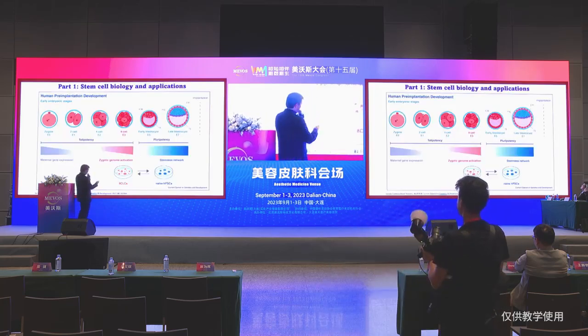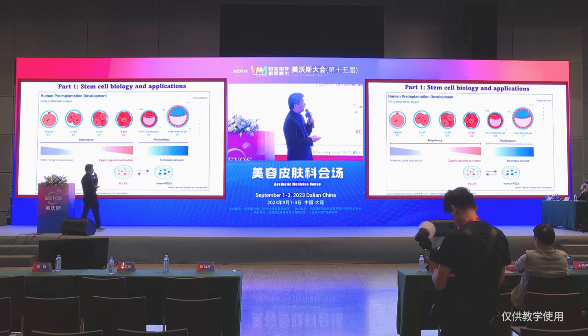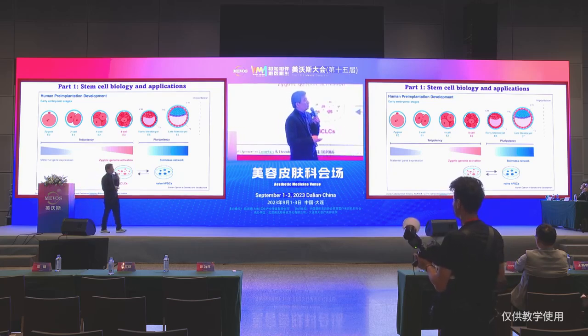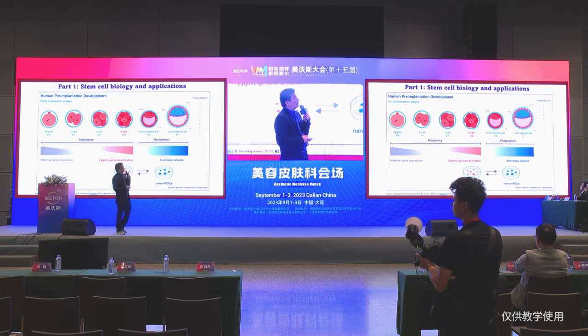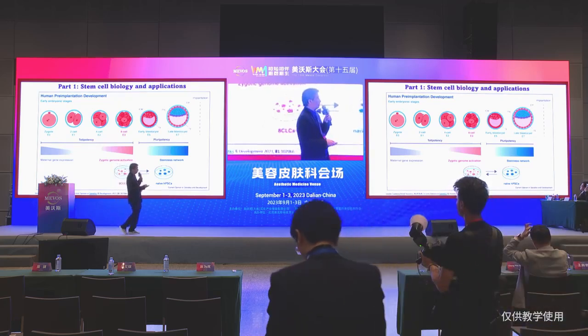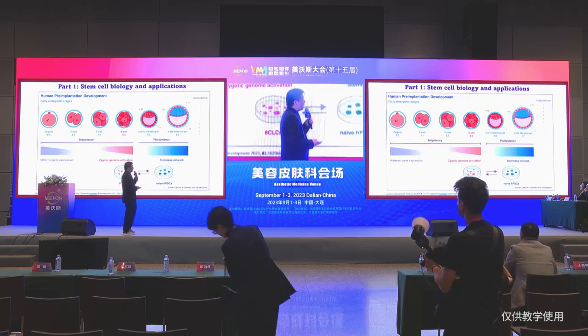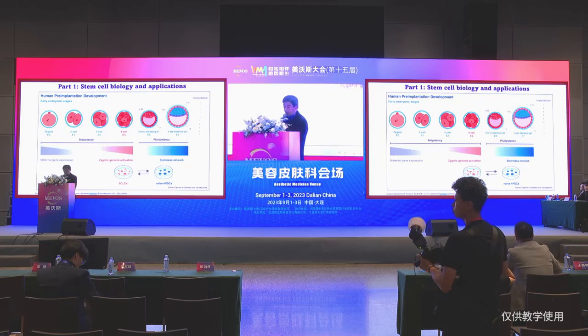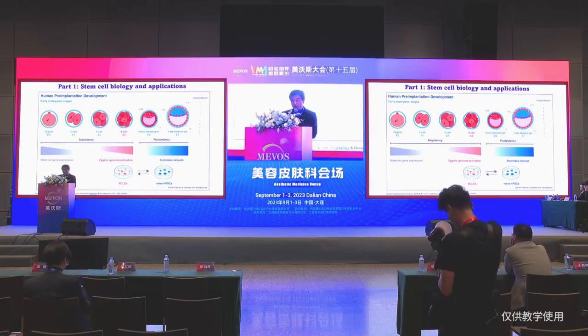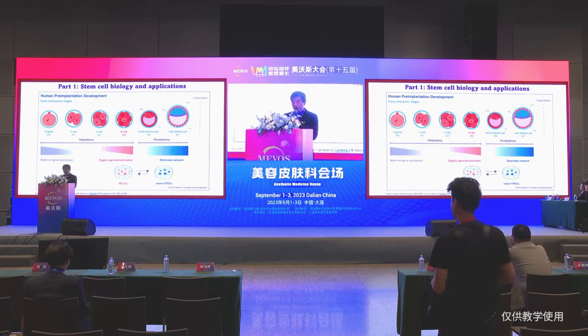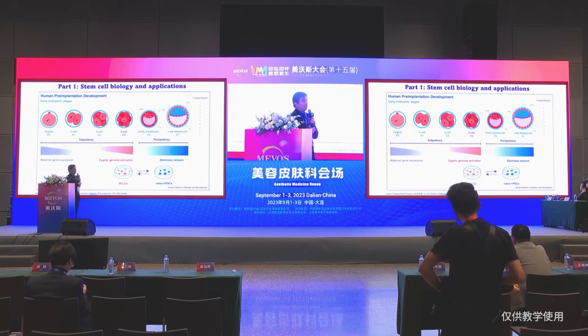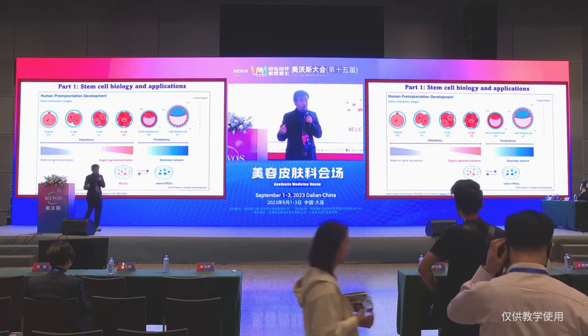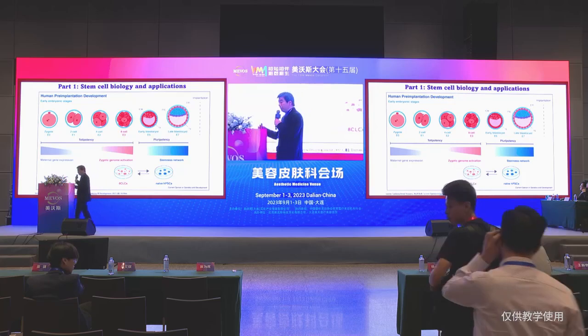So what are stem cells? This is the developmental stage of human embryonic stem cells. At the beginning, those are the first 8-cell stage, cells that have totipotency. Then when they move to the 16-cell stage, they become the pluripotency stage.